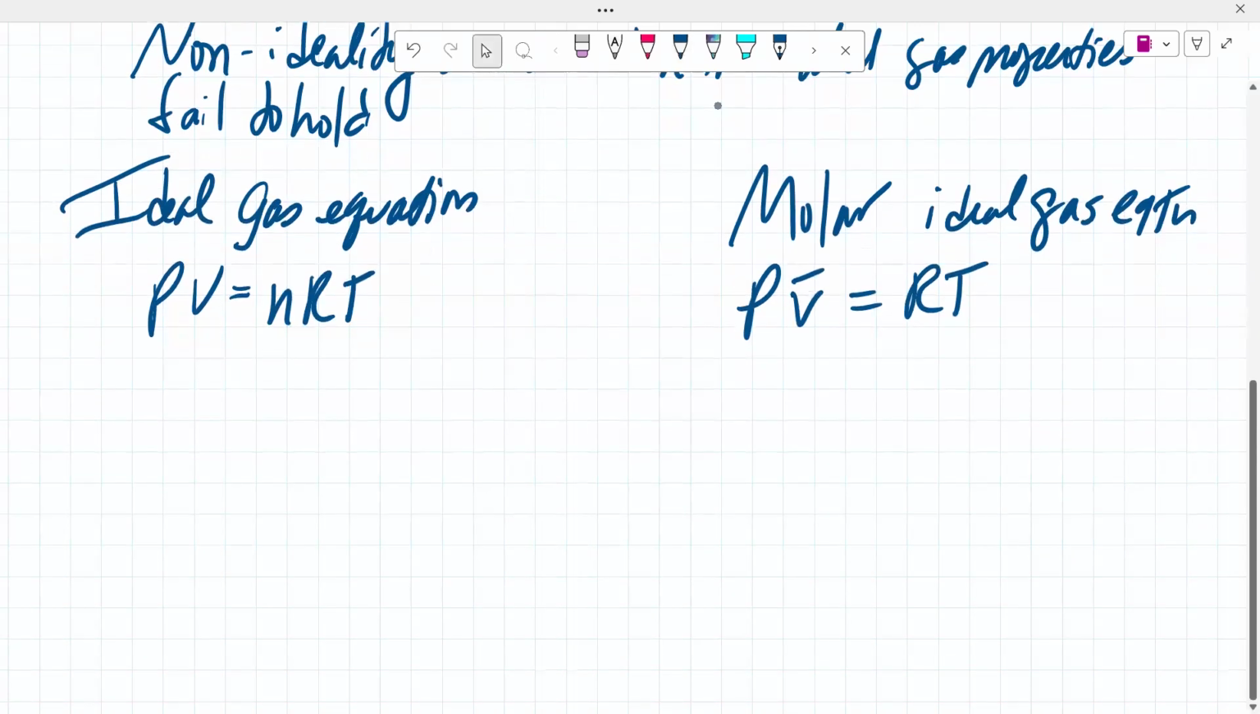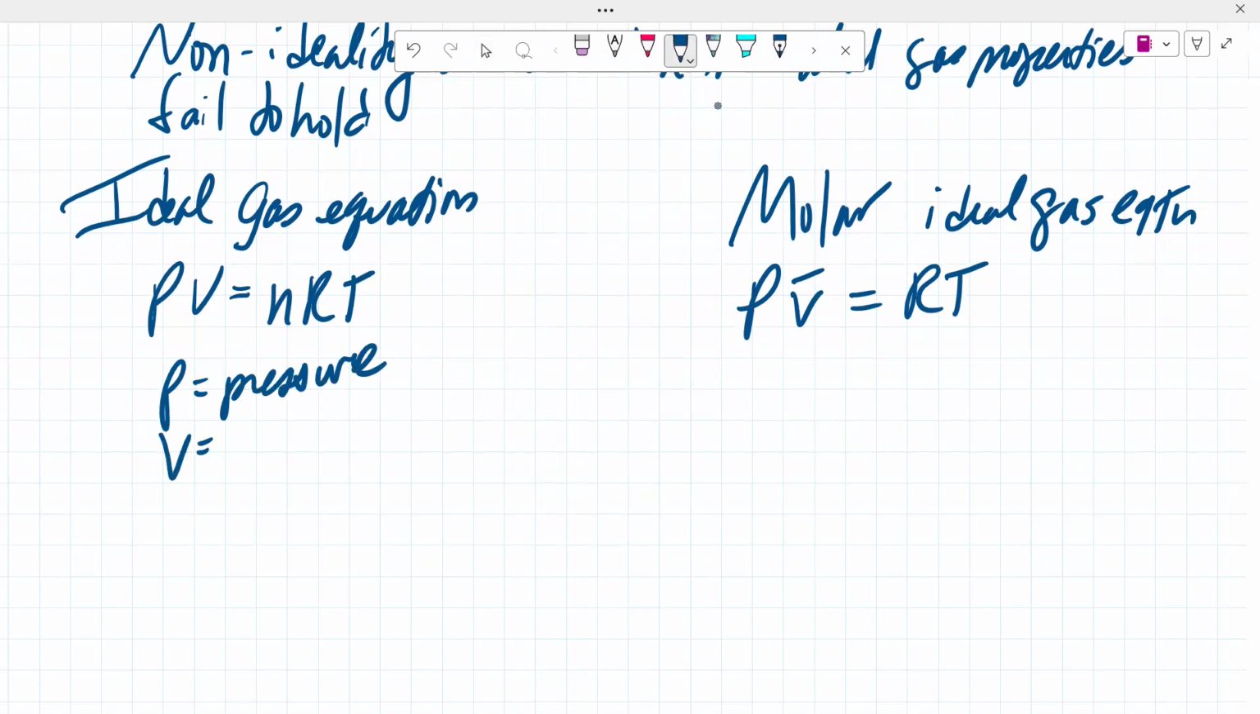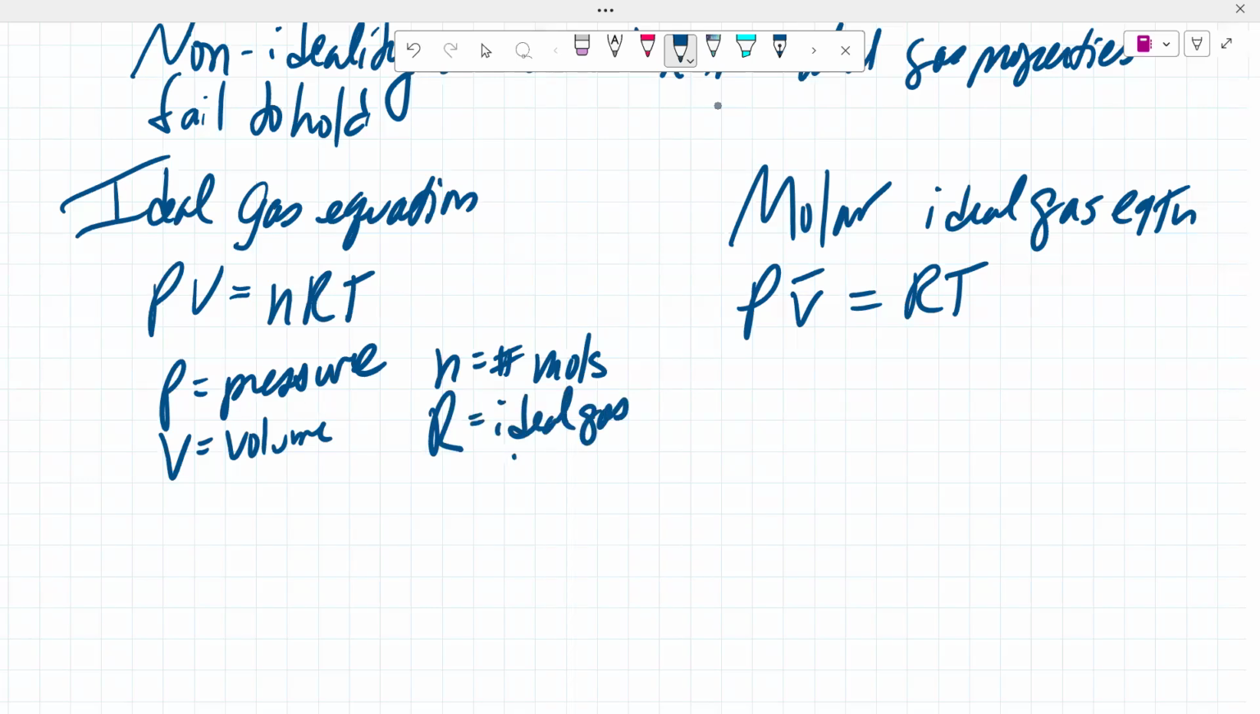All right, so P is for pressure, V is for volume, n is the number of moles of particles, R is the ideal gas constant, and T is the temperature in Kelvin.